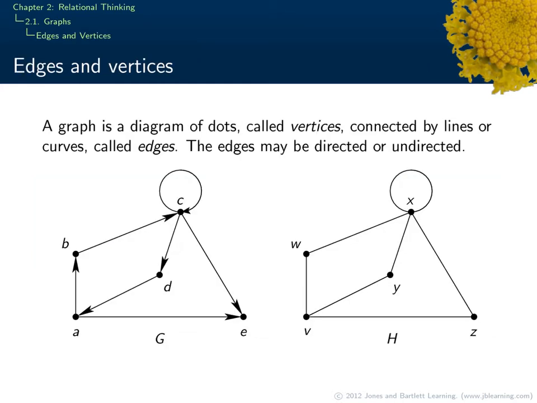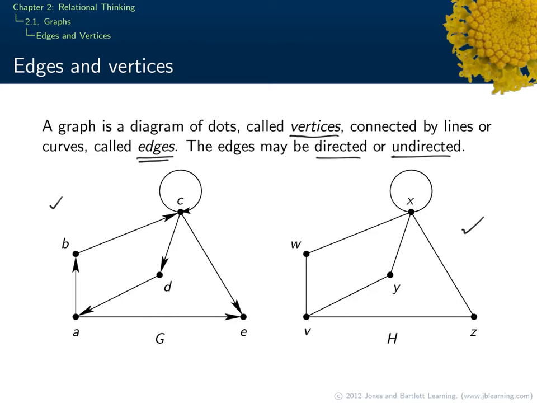A graph is a diagram. It consists of vertices, which are dots, connected by lines or curves that are called edges. These edges can have a direction, in which case the graph is called a directed graph, as here on the left, or the edges might not have a direction, as on the right, in which case we say that the graph is undirected.